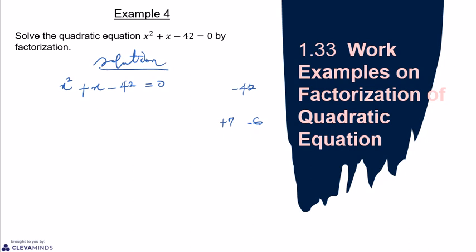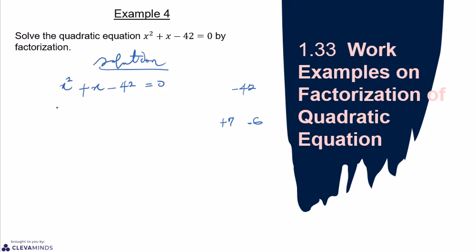So multiply this out now. Plus times minus is minus. 7 times 6 is what? 42. Good. Satisfied. 7 minus 6 is what? Plus 1, which satisfies. Right? Good. So the idea is just to use the trial and error method to find the two factors such that when you multiply them, you get the constant term, negative 42, and when you find the sum, you get the middle term, which is the coefficient of x, plus 1.